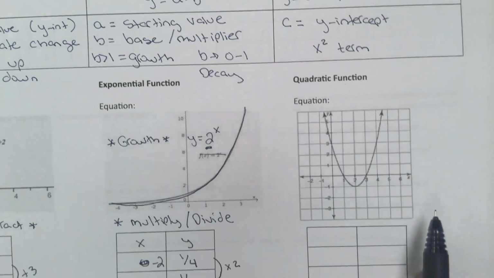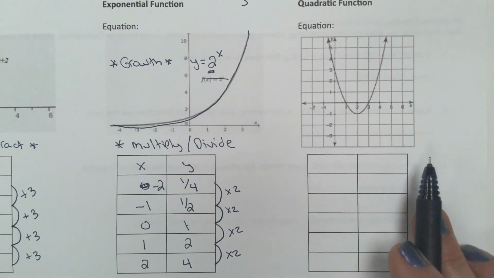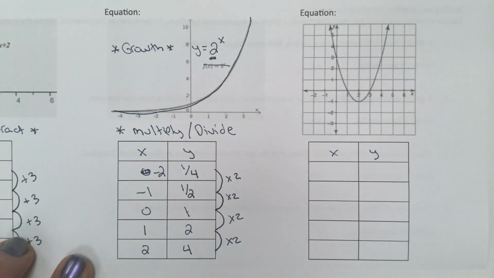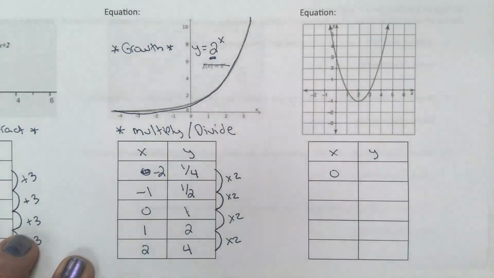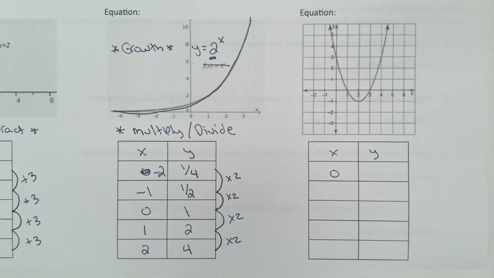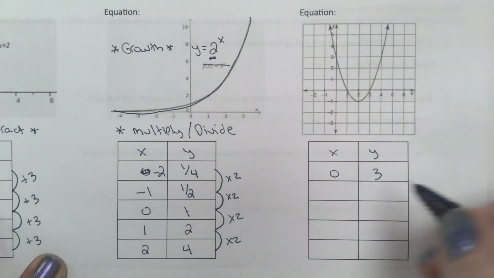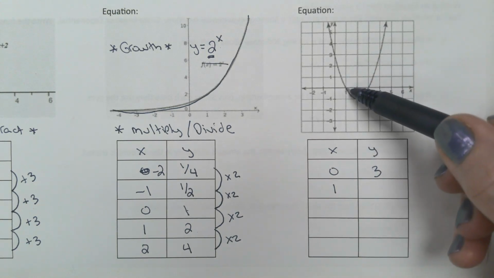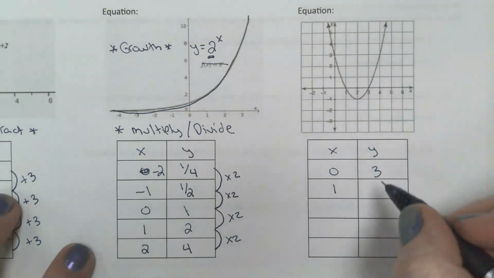All right, so I have this quadratic function right here. I'm going to make a table of values and see if we can recognize anything. When x is 0, what is the y value, please? All you have to do is look at the graph. A little bit more. 3, good. When x is 1, what is the y value? 0, good.